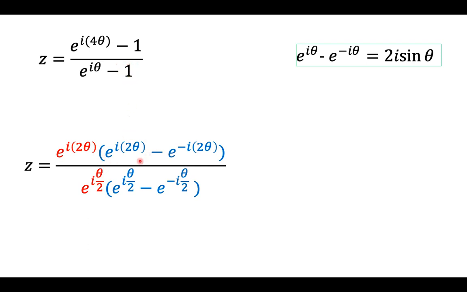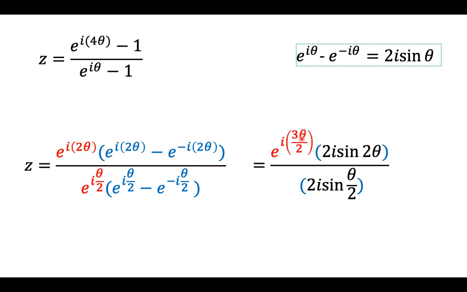And now we're just going to tidy this up. Just as we would with normal fractions, we're going to simplify this. So when we divide, we subtract the powers. So that's going to be 2θ minus θ/2. So that leaves me with 3θ/2. This, I'm going to use this identity, but instead of θ, I have 2θ. And instead of θ, I have θ/2 here. So I'm just using this identity for this part. And we end up with that.